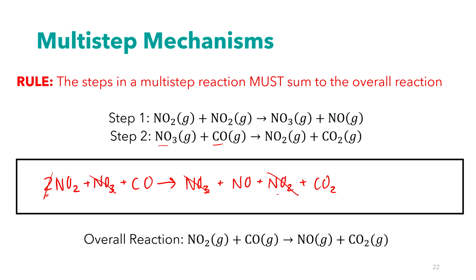So I do have my overall reaction. NO2 plus CO does go to NO and CO2. That's what I wanted it to be. Right? So that's our first check. Does your mechanism actually accurately represent the chemistry? And this one does.